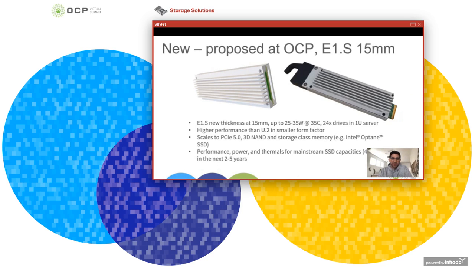I'm really excited about this because at Intel, we've simulated 25 to 35 watt devices at 35C. You can imagine this could be used for persistent memory and with the CXL interface. It can be used for high capacity QLC drives. It can be used for storage class memory SSDs. It can be used for mainstream TLC SSDs, 4, 8, 16 terabytes in the next 2 to 5 years.